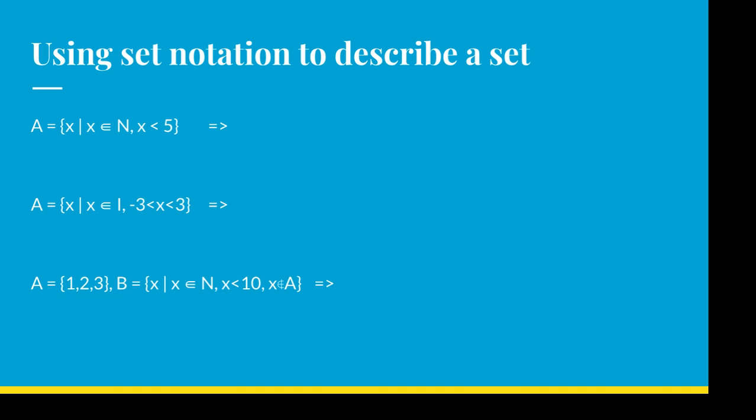The x is just your element. We're just naming this element so we can refer to it in the clause that defines the properties of an element of this set: that it's an element of the natural numbers, or it belongs to the domain of natural numbers, and that it's less than 5. So this set is comprised of all natural numbers less than 5.